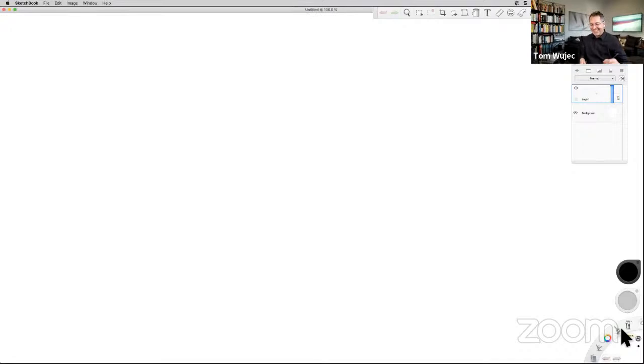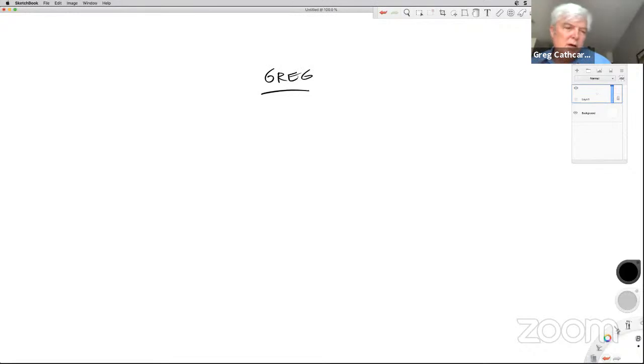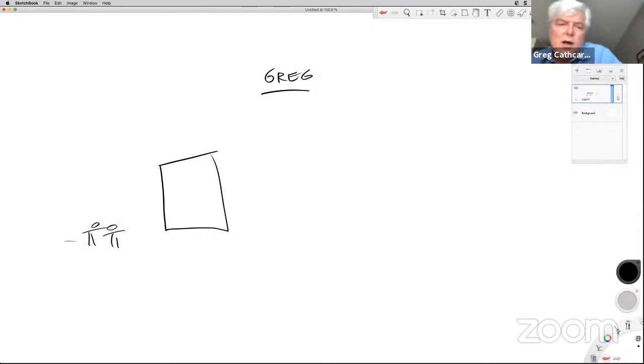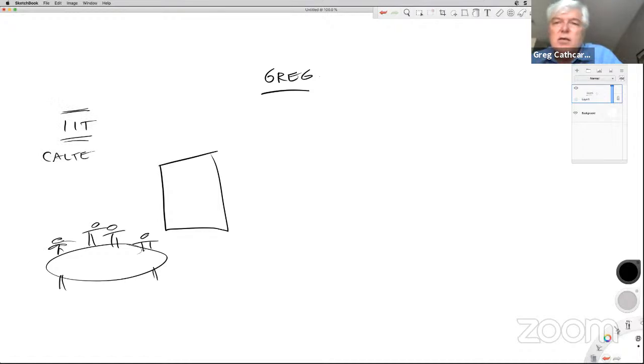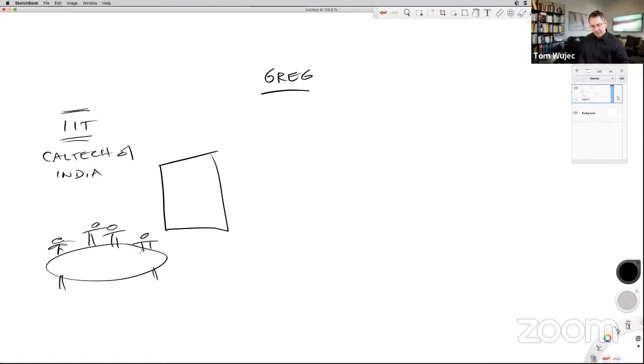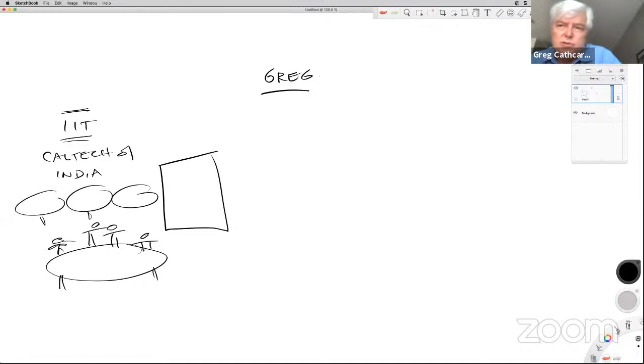Greg, what's the topic you're interested in exploring? Yeah, thanks, Tom. I was working with a technical team years ago, around a conference table. Good, conference table might help there. They explained to me that they're all graduates of IIT, which basically is the Caltech of India. The languages they grew up with were all different. They were native speakers of several different languages, and in this case, there were 6 different languages involved.